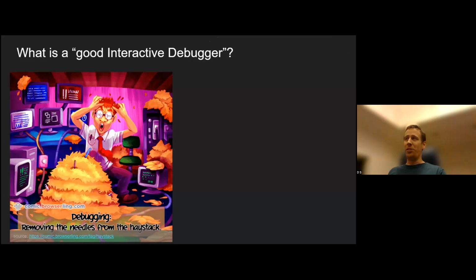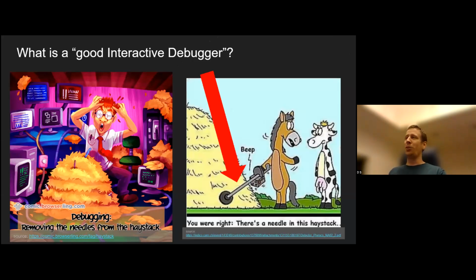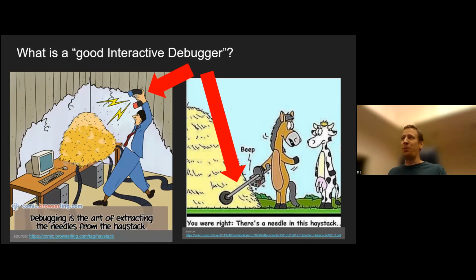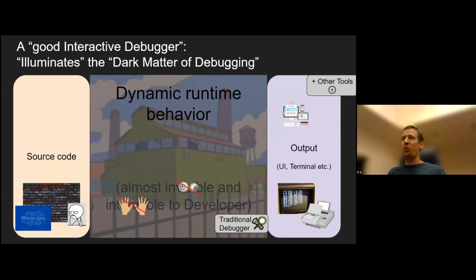So what is a good interactive debugger? So a good interactive debugger, if it's a needle in a haystack, it's of course anything that interacts with metal, such as a metal detector or a magnet. So that would be great for an interactive debugger. This would be great to have. But sadly, we're currently still going with that magnifying glass. So what else can we do?